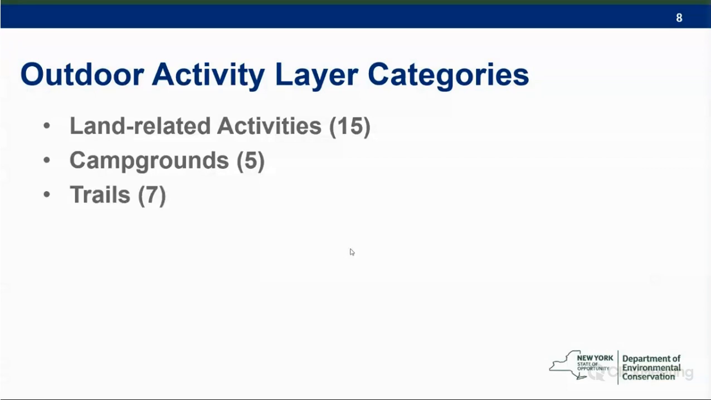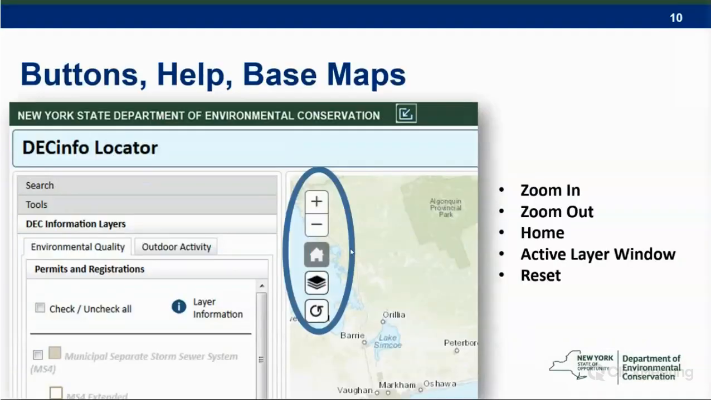We have 7 different trail layers that you can turn on or turn off, things like mountain biking trails or horseback riding trails, etc. And then we have water-related activities, and that's our fishing and our boating and shellfishing, etc. So I'm going to just talk a little bit about our core activities.